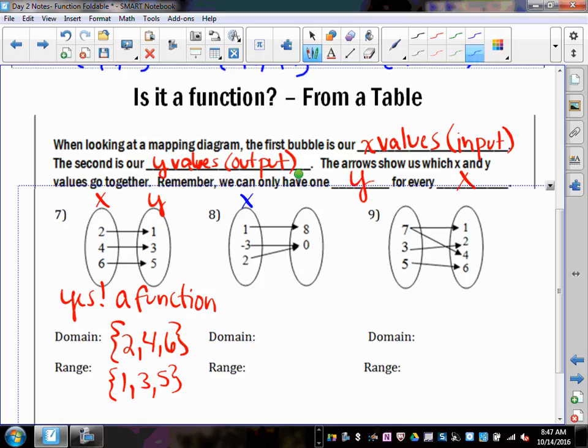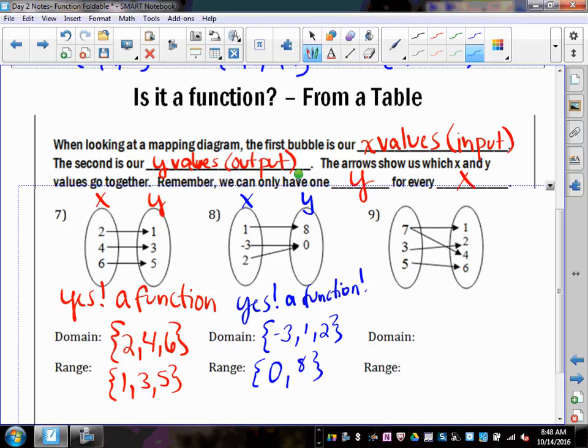Look at my X's. Does each one go to just one Y? Yeah, it does. 1 goes to only 8, -3 goes only to 0, and 2 goes only to 0. So again, I basically only have one arrow coming from each of my X's. Okay, so yes, it is a function. My domain, -3, 1, 2. How about my range? 0 first, then 8. Good.